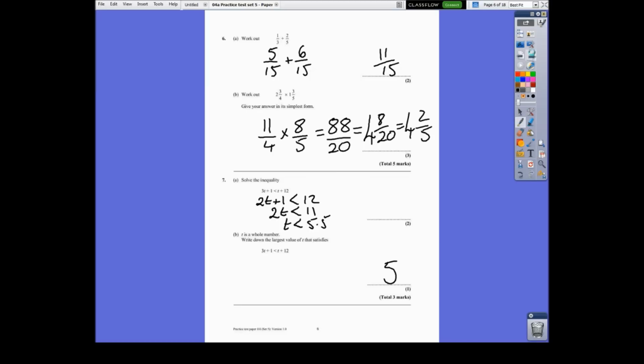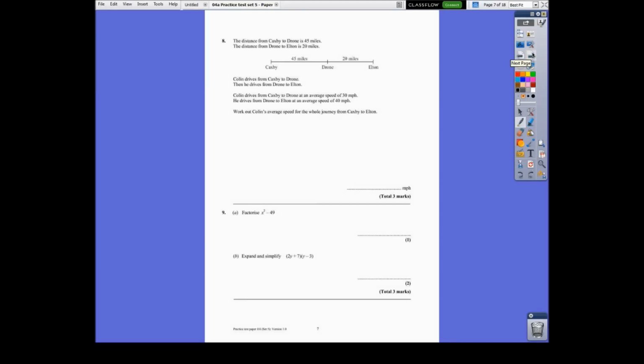Question 8. The distance from Caxby to Drone is 45 miles, and from Drone to Elton is 20 miles. Colin drives from Caxby to Drone, he then drives from Drone to Elton. Colin drives at 30 miles an hour from Caxby to Drone, and at 40 miles an hour from Drone to Elton. Work out his average speed.